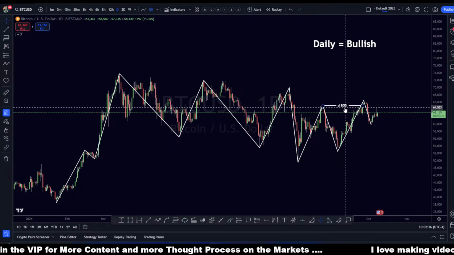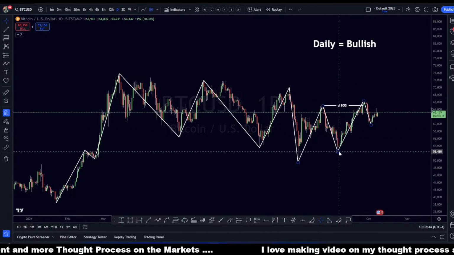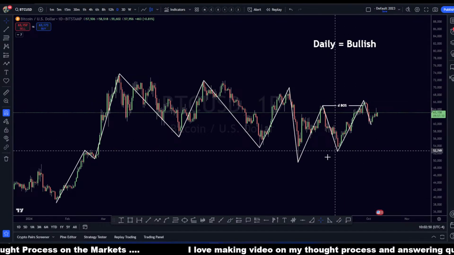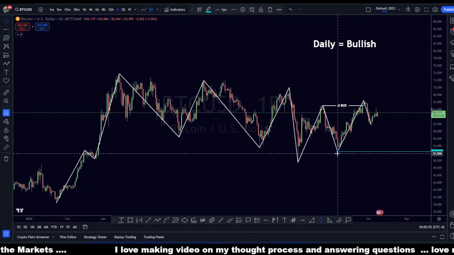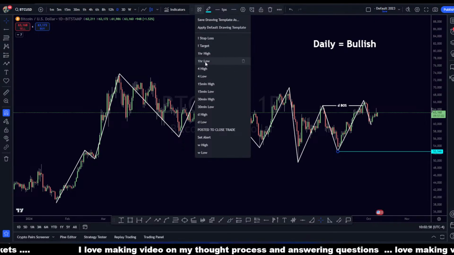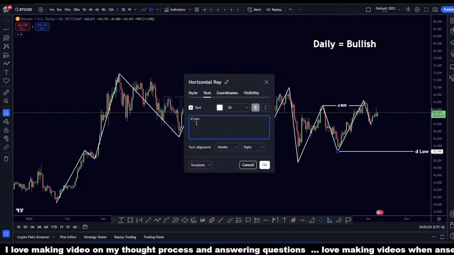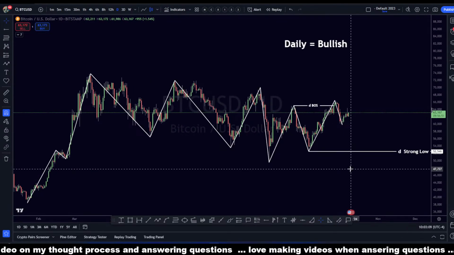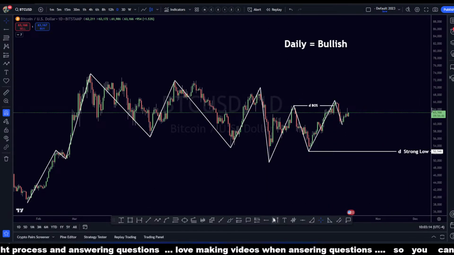So something has to happen. Once again, the daily breaker structure broke because this low did its job. This low was to take out this high, and it did. So that makes this low a strong low. Let's go ahead and make sure that this one is clicked. Go here. So this would be the daily low, and on top of that, it is a strong low.